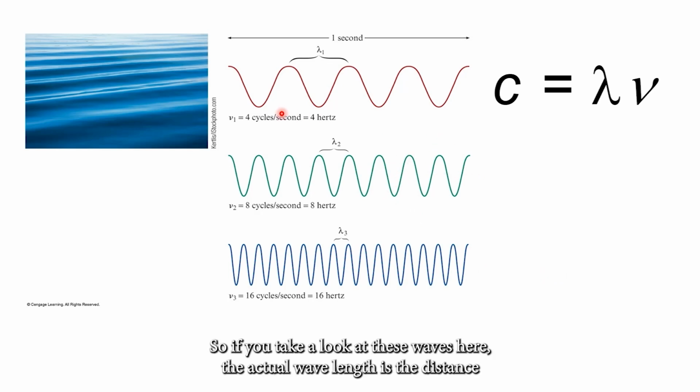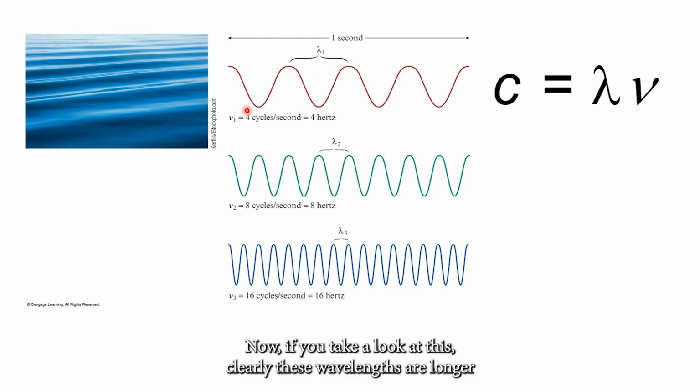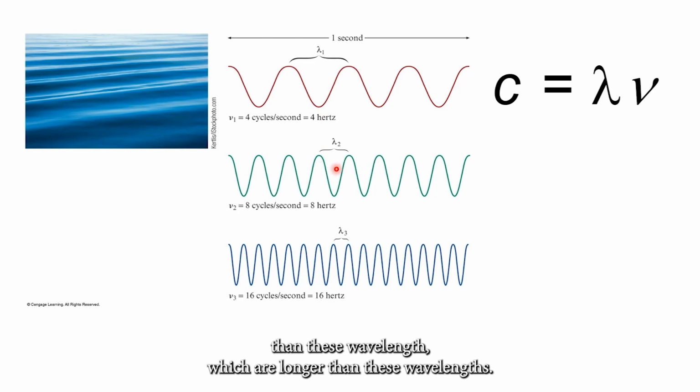So if you take a look at these waves here, the actual wavelength is the distance from a crest to a crest, or really any point where a wave repeats itself. Clearly these wavelengths are longer than these wavelengths, which are longer than these wavelengths. Now since all of these waves are traveling at exactly the same speed, the speed of light, it means that in this bottom wave, since the waves are a lot shorter, there's going to be more waves that pass a point per second, which means that the frequency is higher.